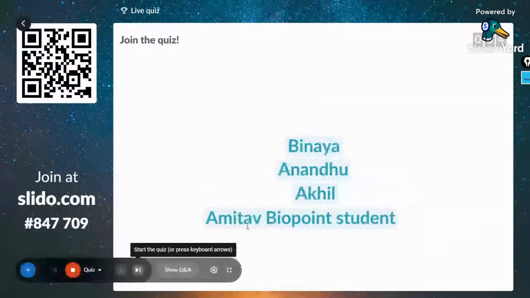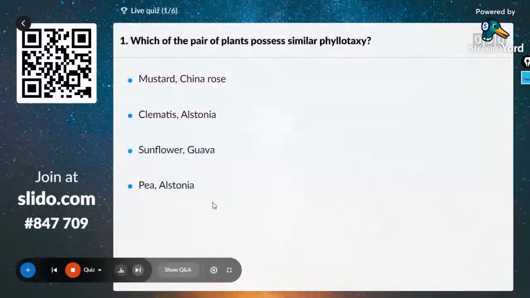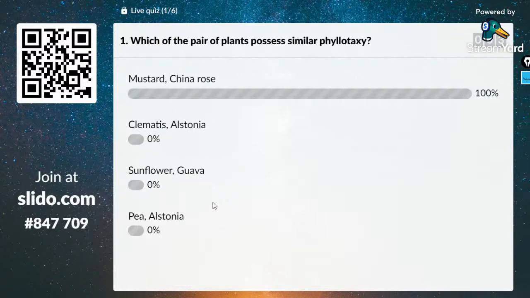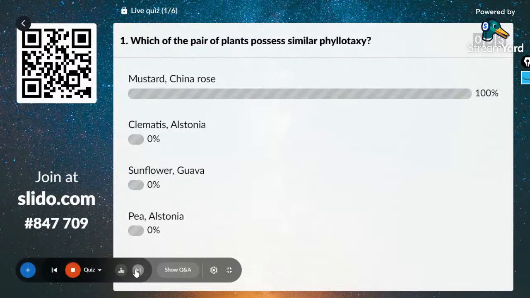Starting the quiz in 3, 2, 1, and your first question is on your screen. Which of the following pairs possess similar phyllotaxy? Yes, very good. The correct answer is mustard and China rose.